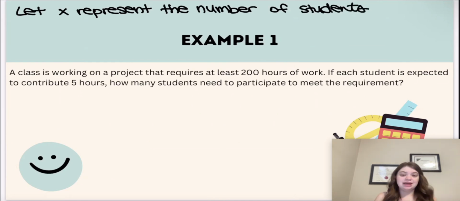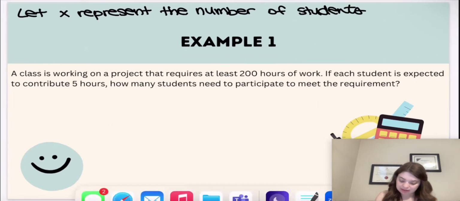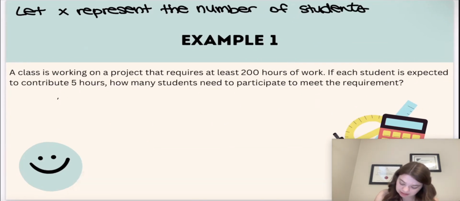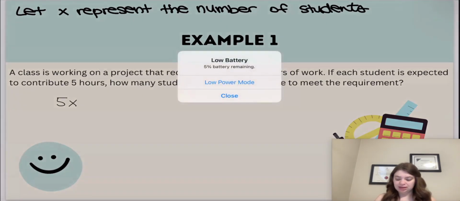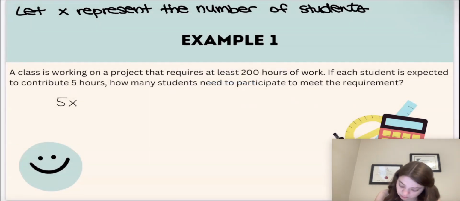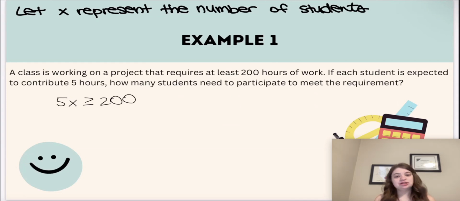Essentially, what they're saying is we need 5 hours times the number of students, because each student who works on the project would be expected to contribute 5 hours. So 5 times x, which is our number of students, would give us the total number of hours needed. And that must be greater than or equal to 200, because the project requires at least 200 hours of work at a minimum. More is fine too, but 200 is our minimum. So 5 times the number of students, which is x, must be greater than or equal to 200.